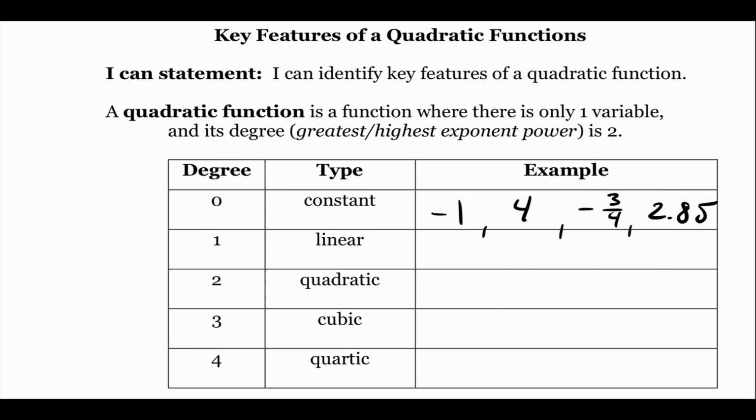The next one is linear. Linear, the one we just looked at, 2x minus 1. Even though you're like, it doesn't have a power, it does have a power. We just don't write it. It's 1. Then -3x plus 4. Those are all linear.